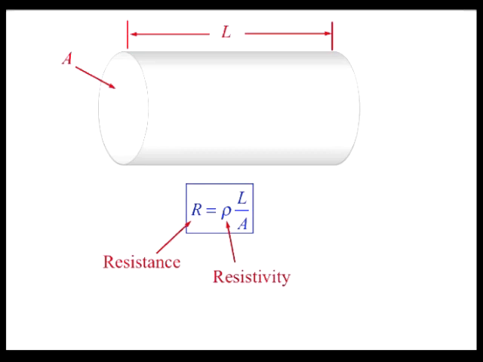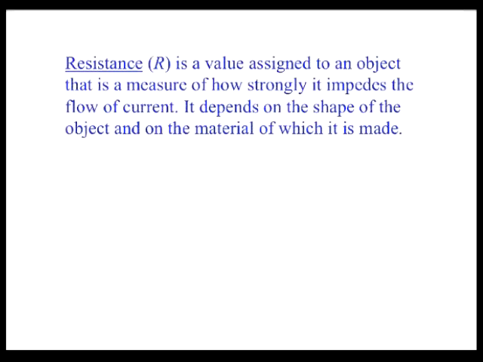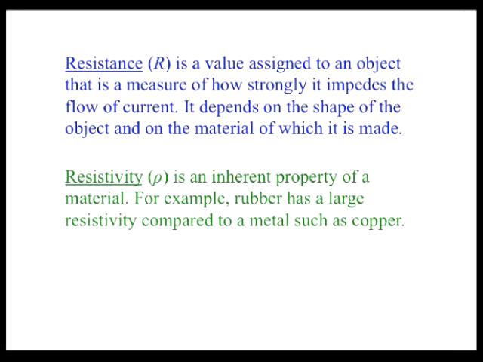As we had learned earlier, the unit of resistance is the ohm, whereas the unit of resistivity is the ohm meter. The resistance and resistivity are related through the equation R equals rho L divided by A, but they should not be confused. The resistance R is a value assigned to an object that is a measure of how strongly it impedes the flow of current. It depends on the shape of the object and on the material of which it is made. The resistivity, rho, is an inherent property of a material.